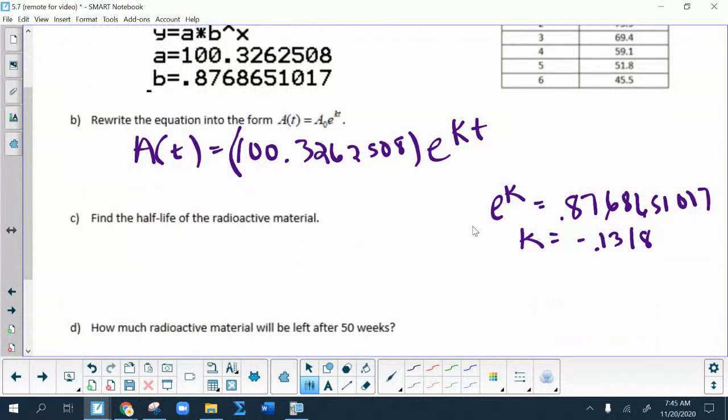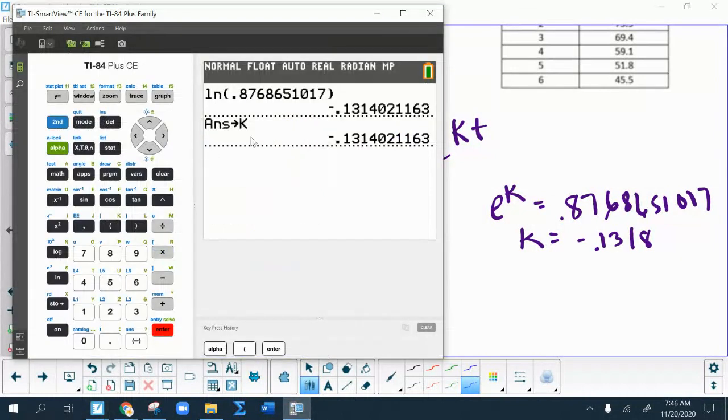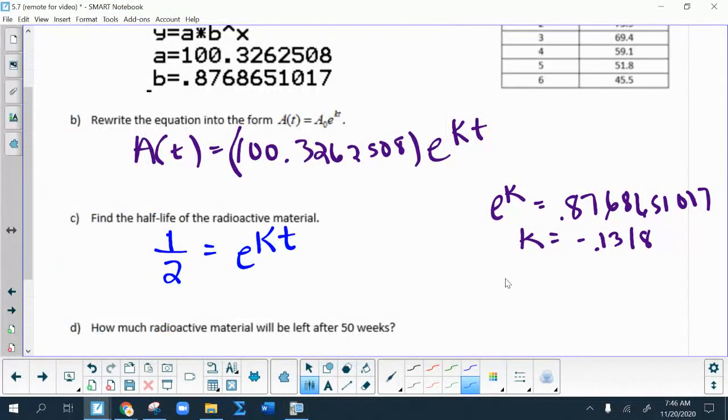Okay, so now I want to find the half-life. Remember, you just say 1/2 equals, and then you get rid of the initial amount. So it's 1/2 equals e to the kt. K is already stored in my calculator, so I'm going to do the natural log of 1/2 divided by K. So the half-life of whatever this radioactive element is, 5.275 weeks. I just rewrote it in exponential form and divided by K, and that's how I get that.